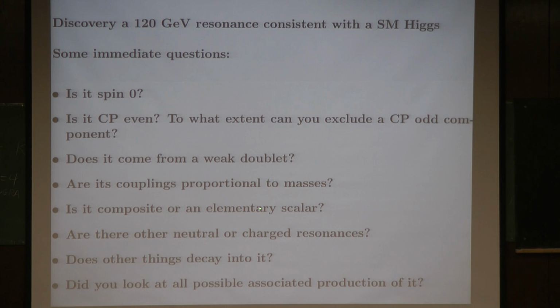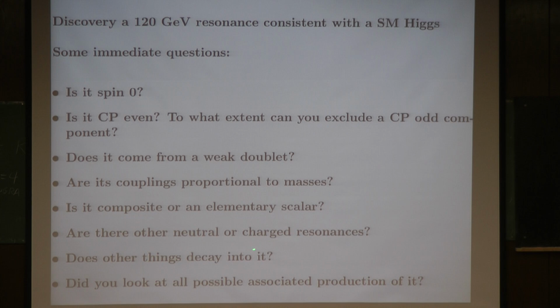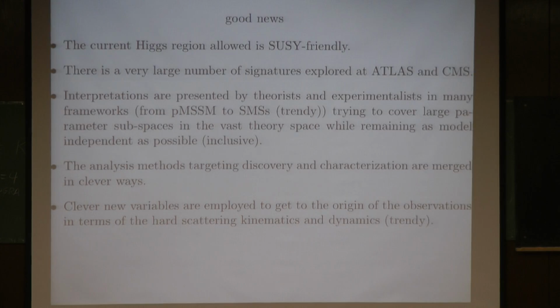Does it come from a weak doublet? Are its couplings proportional to masses? Is it a composite or an elementary? All of these questions we have to answer. Are there other neutral or charged resonances? Does other things decay into it? And have we looked at all the possibilities of associated production of this thing?